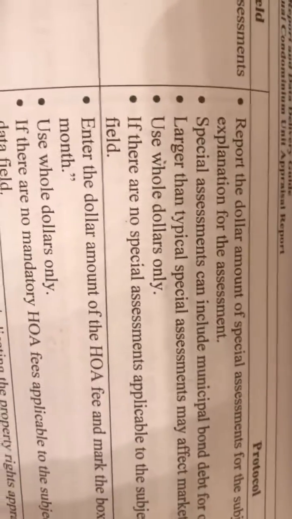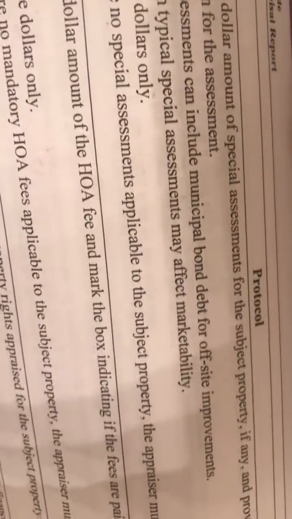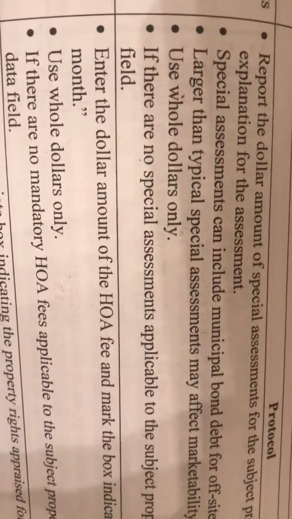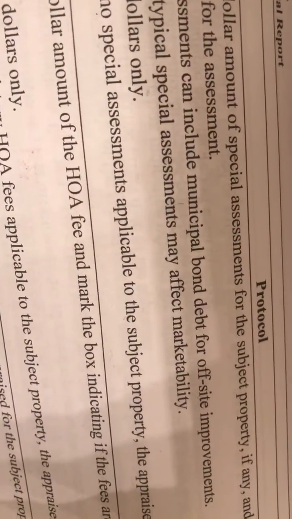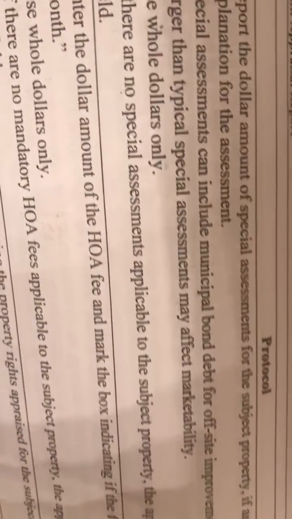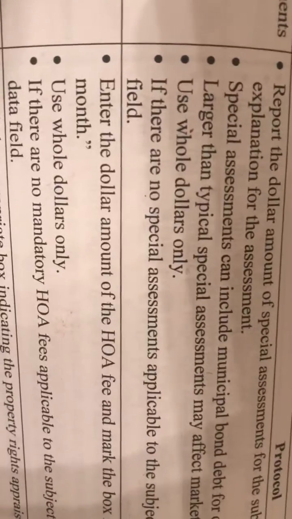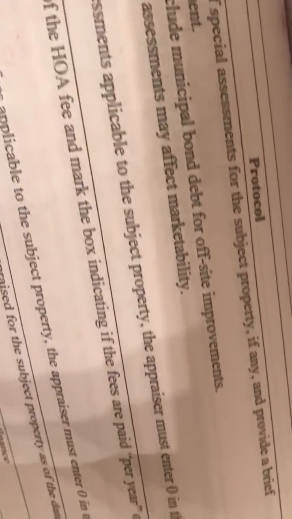Page 179. Field: special assessments. Protocol: report the dollar amount of special assessments for the subject property, if any, and provide a brief explanation for the assessment. Special assessments can include municipal bond debt for offsite improvements. Larger than typical special assessments may affect marketability. Use whole dollars only. If there are no special assessments applicable to the subject property, the appraiser must enter 0 in this data field.